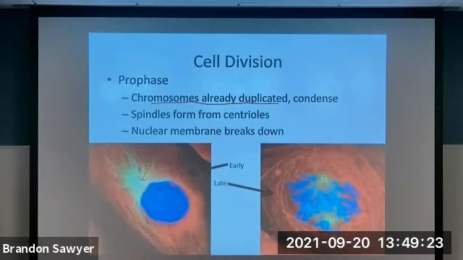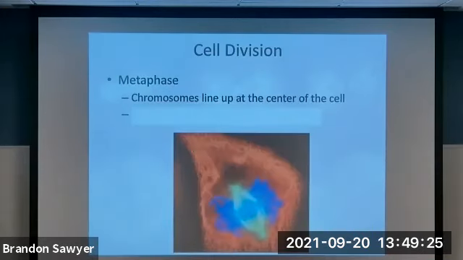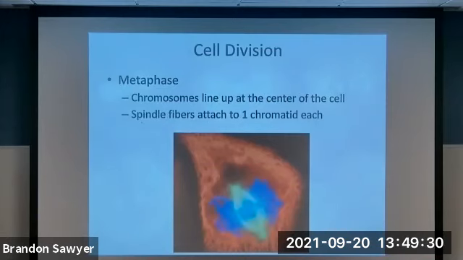Okay, so that's prophase. Next phase, metaphase. Now the chromosomes are all going to line up at the center of the cell, and these spindle fibers are going to grab on to one of those chromatids each. In a second, we'll see those spindles are going to retract and pull the chromatids back. Half of them are going to go to one side, half to the other side. So that's metaphase. The spindle fibers attach to the chromatids and the chromosomes line up in the center of the cell.